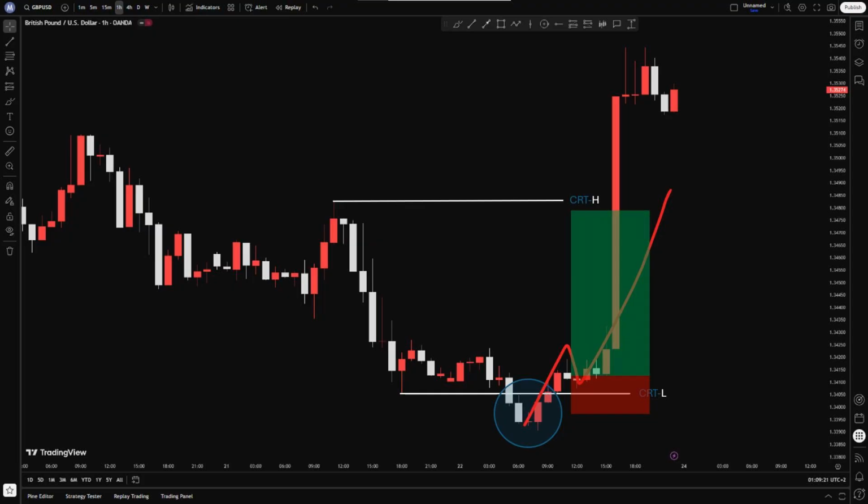Because here's the truth, opportunities will always come back around. Missing one move is not the end of the world. But blowing your account because you couldn't wait for a proper setup? That is the end of the world for most traders. Patience and discipline will always pay you more in the long run than FOMO entries.